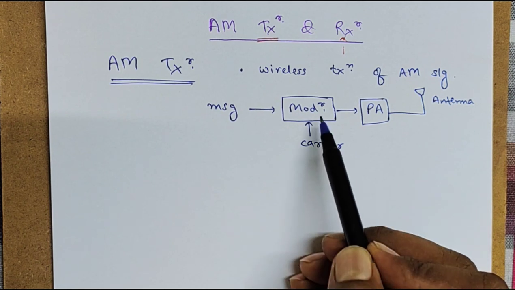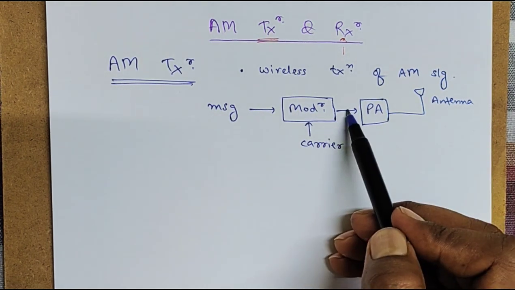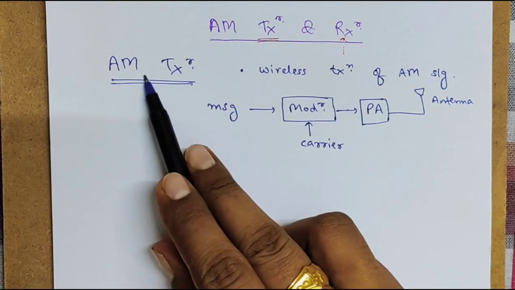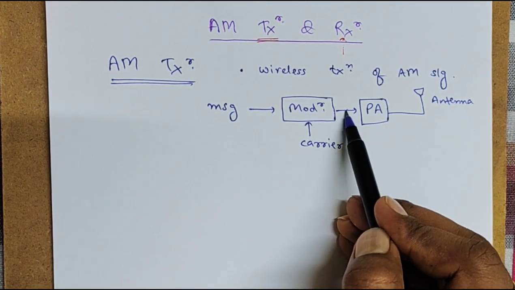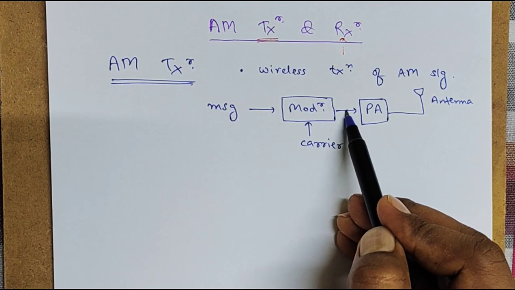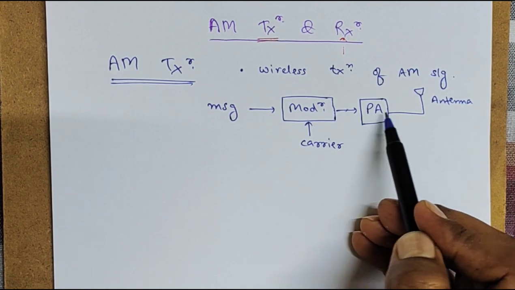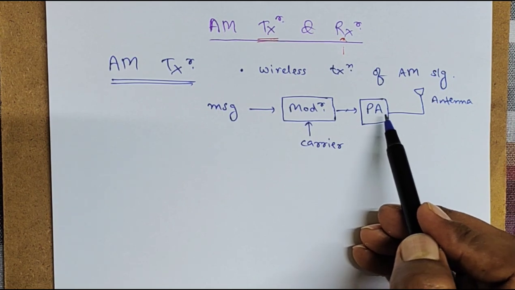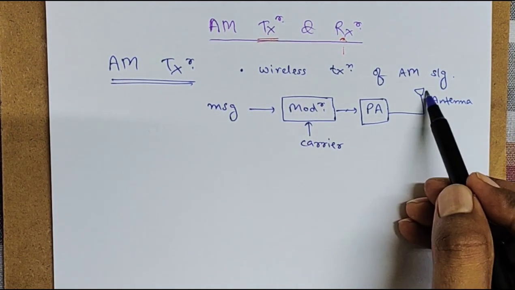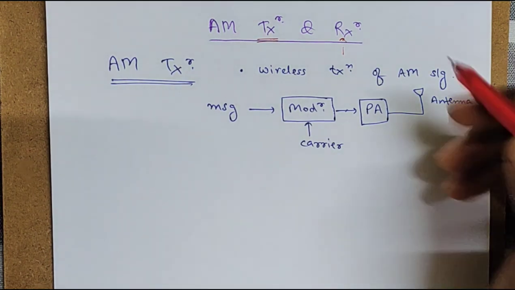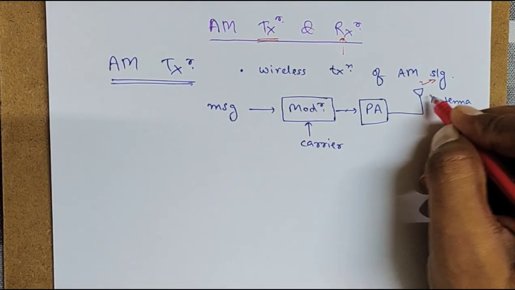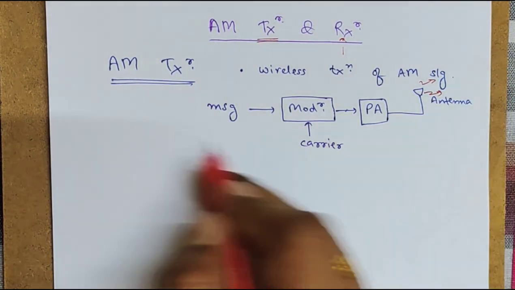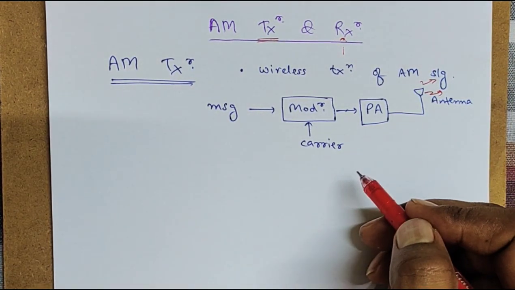This modulator gets another input from the carrier. So the output of the modulator is the modulated signal. Okay, if it is an AM system, here it is the AM signal. That modulated signal is power amplified. We increase its power level, and then that is fed to some antenna, and from the antenna it will radiate, right? Okay, so this is the setup at the transmitter section.